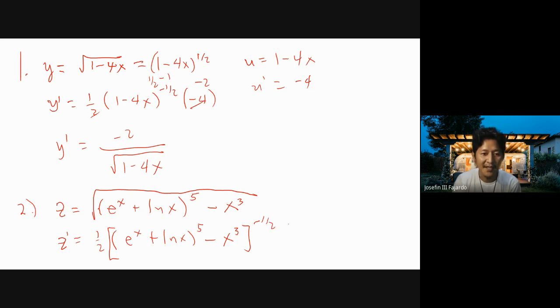Tapos i-multiply natin yung derivative nung nasa loob. Ilagay natin si n ulit, tapos e to the x plus ln x raised to 5 minus 1, so magiging 4. Tapos, i-multiply na naman natin derivative nito. Ang derivative ni e to the x, that would still be e to the x. Derivative ni ln x ay 1 over x. Minus derivative nitong pangalawa, that would be 3x squared. And then we're done.